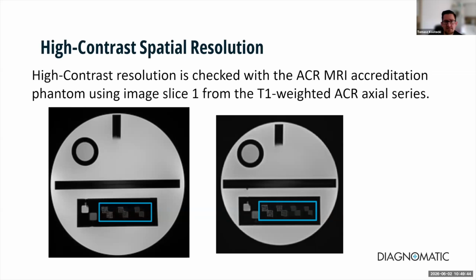The next test is high contrast spatial resolution. This test checks whether the scanner can distinguish small structures that are close together. It is assessed on the first slice of the ACR axial T1 series. Note that the large and medium ACR phantoms have different numbers of resolution arrays. The large phantom contains 3 arrays, while the medium phantom contains 4 arrays.